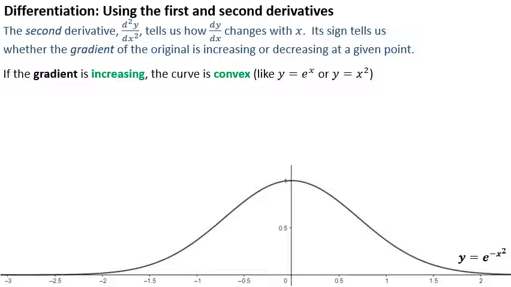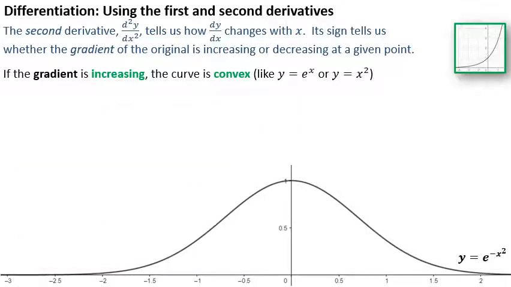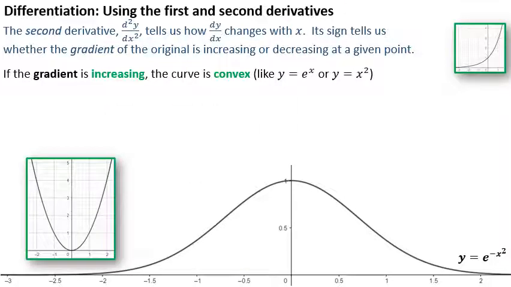You've got to be a little careful with this though. It doesn't mean it's going up necessarily. E to the x is the classic one to remember because it's got an e and an x in the spelling of it. But it's not the only graph that is convex. Another nice straightforward graph you can keep in your head is y equals x squared. This is convex everywhere as well. These are two graphs that are always convex for all values of x.